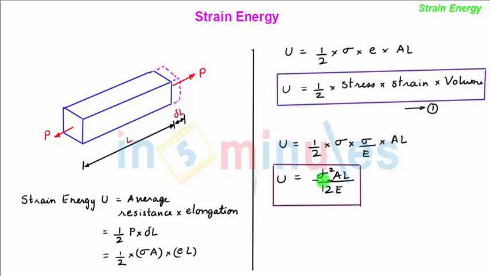We see that strain energy is directly proportional to the square of the stress, directly proportional to the volume AL, and inversely proportional to the Young's modulus E. So greater the stress, greater will be the amount of strain energy stored in the body. Let this equation be equation 2.